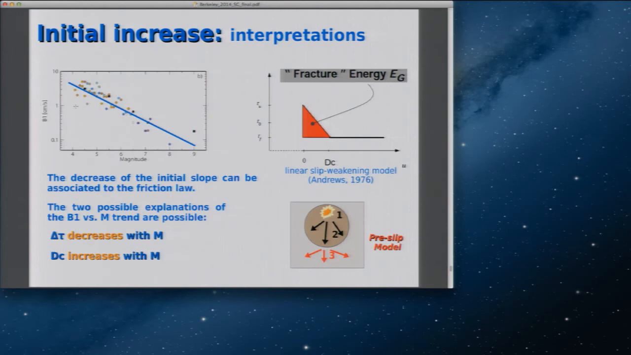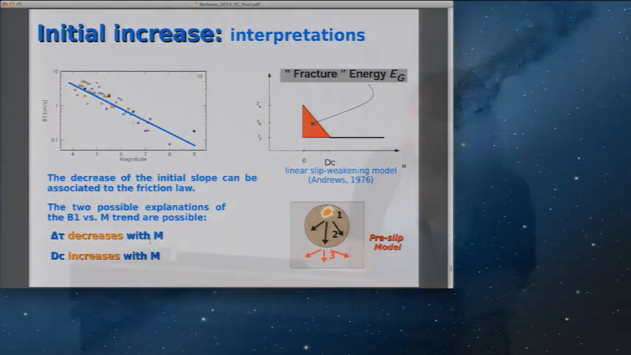There are two ways to explain that the slope is decreasing with magnitude. Let's assume a linear slip weakening law. One possibility is that the strength decreases with magnitude, which sounds unreasonable. The other is that the size of the nucleation phase increases with magnitude. So ruptures that start in a region where the critical slip distance is larger have a larger probability to grow into a large event. I don't know if this answered the question.